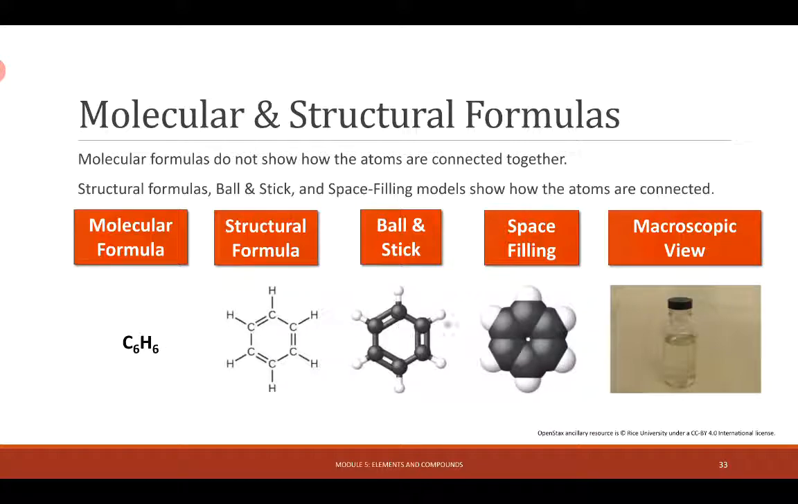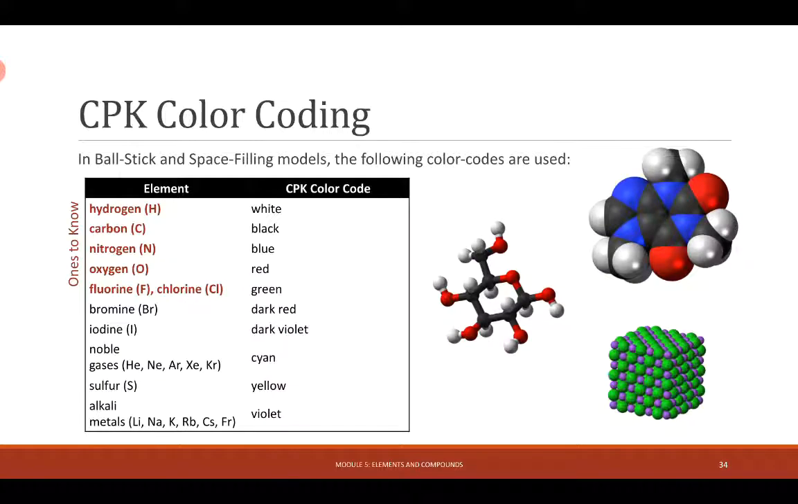This compound is benzene, so I also have a macroscopic view of benzene. So this is a sample of benzene. These molecules inside, if we were able to zoom in, would look like this space filling model, except they necessarily wouldn't be colored like that. The color coding here is known as CPK coloring. In ball and stick models and space filling models, we color code the different elements.